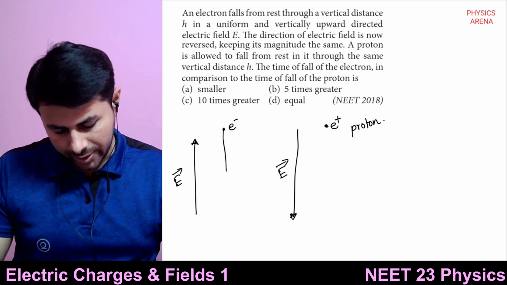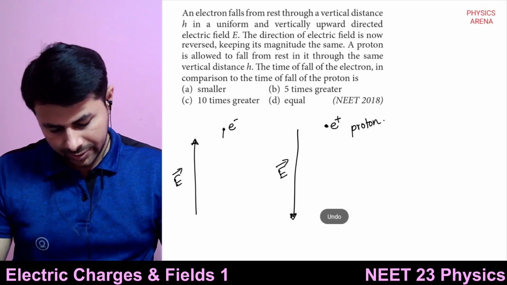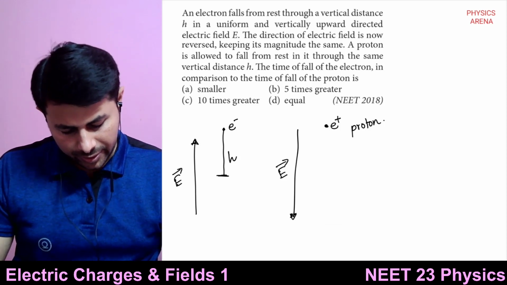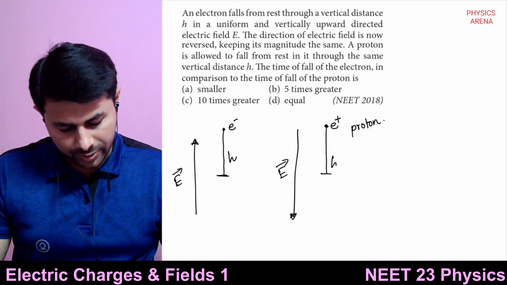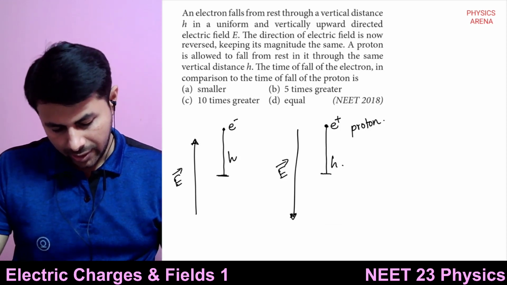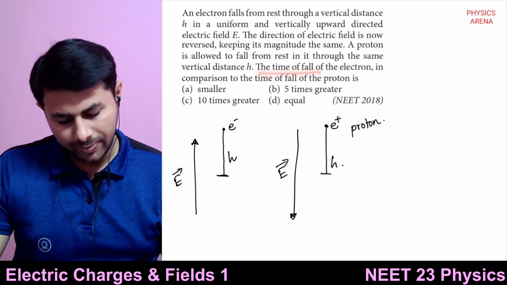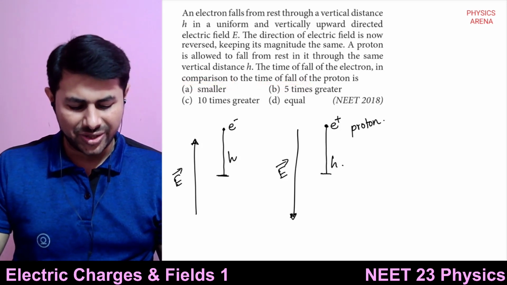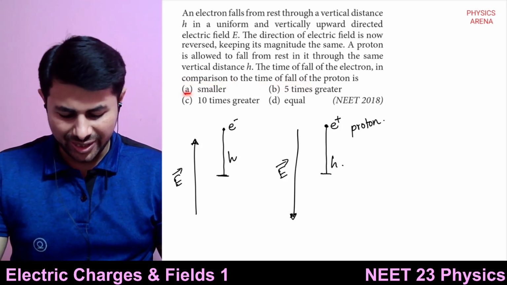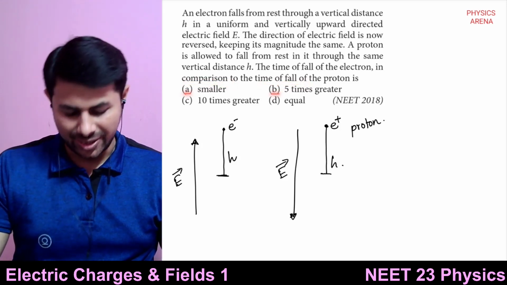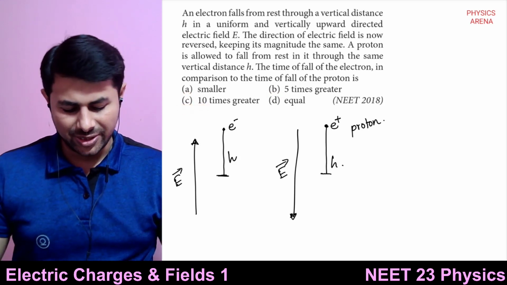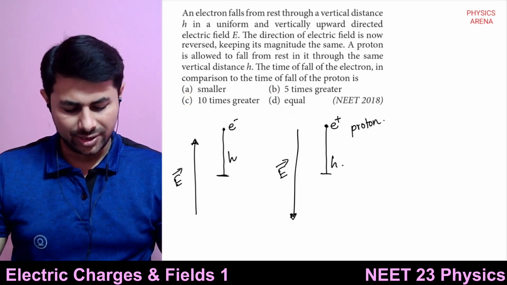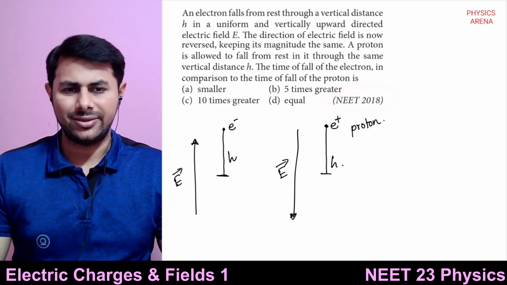So electron falls through distance h, okay, till here. Proton also falls the same distance. The time of fall of electron in comparison to time of fall of proton is: option A smaller, option B 5 times greater, option C 10 times greater, option D equal. Tell me, this is quite recent, 2018.